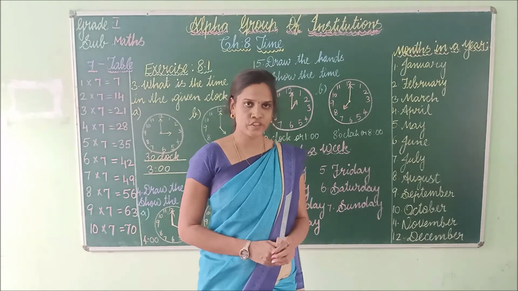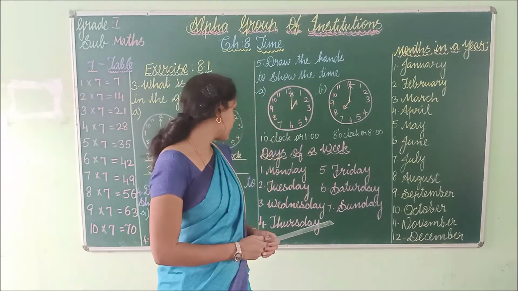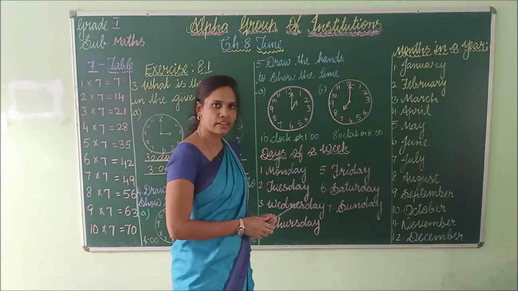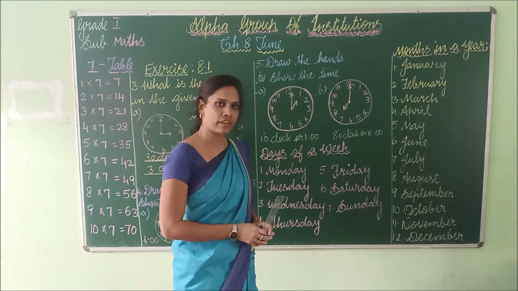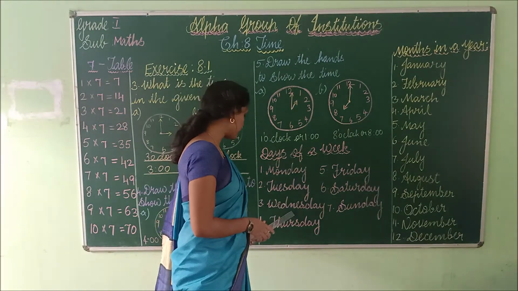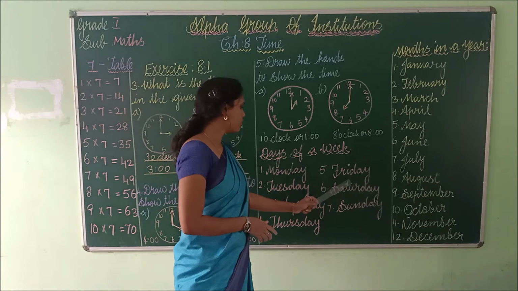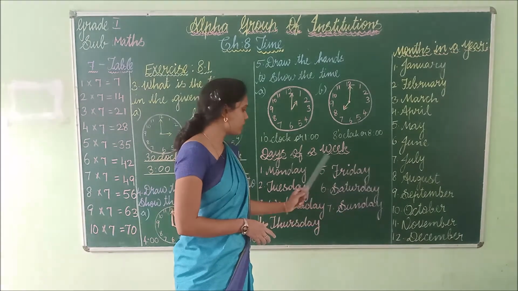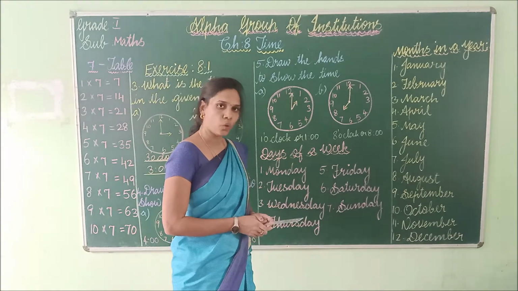Have you all enjoyed the activity? Children, see, days of a week. Just now I said, how many days are there in a week? There are 7 days. What are they? Monday, Tuesday, Wednesday, Thursday, Friday, Saturday and Sunday. There are 7 days in a week.